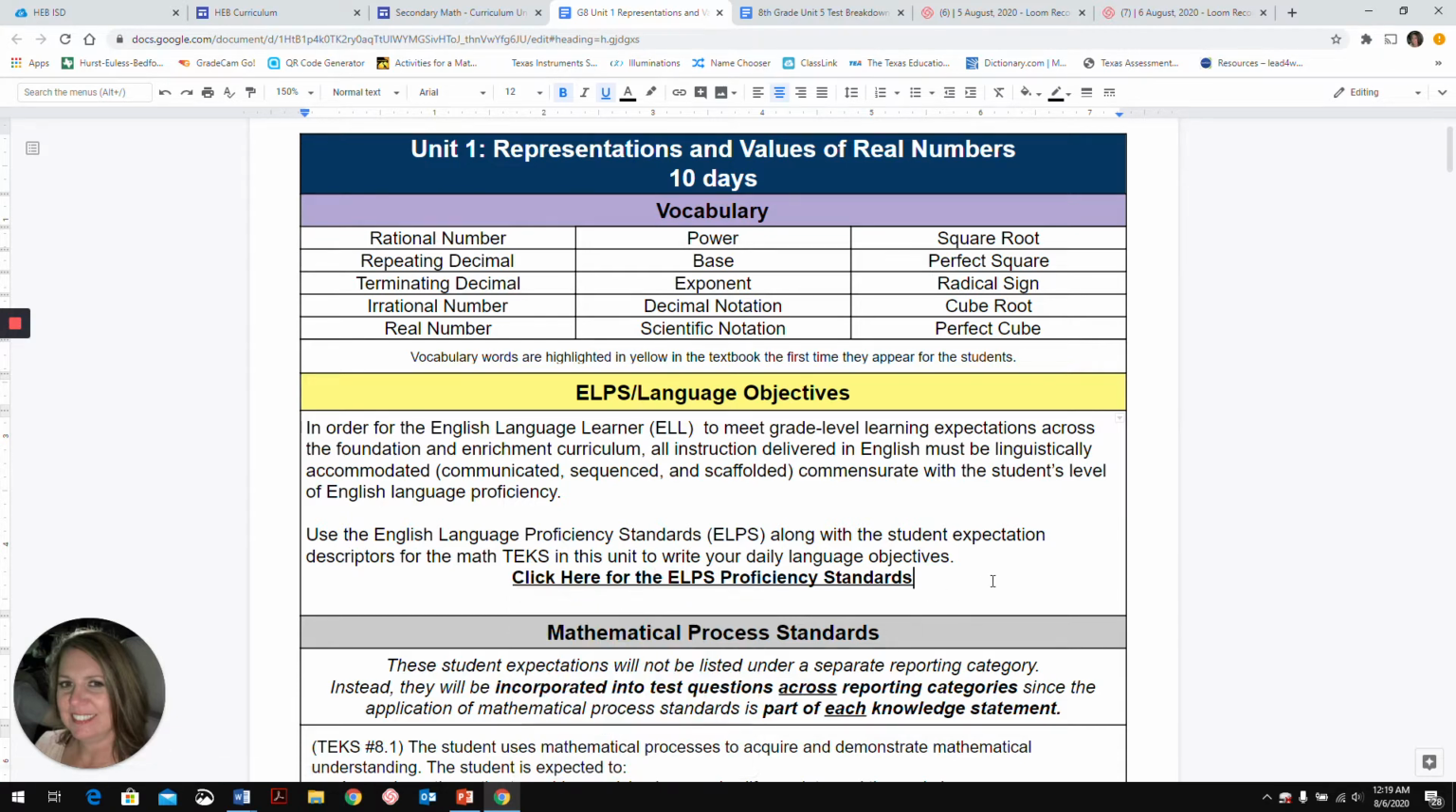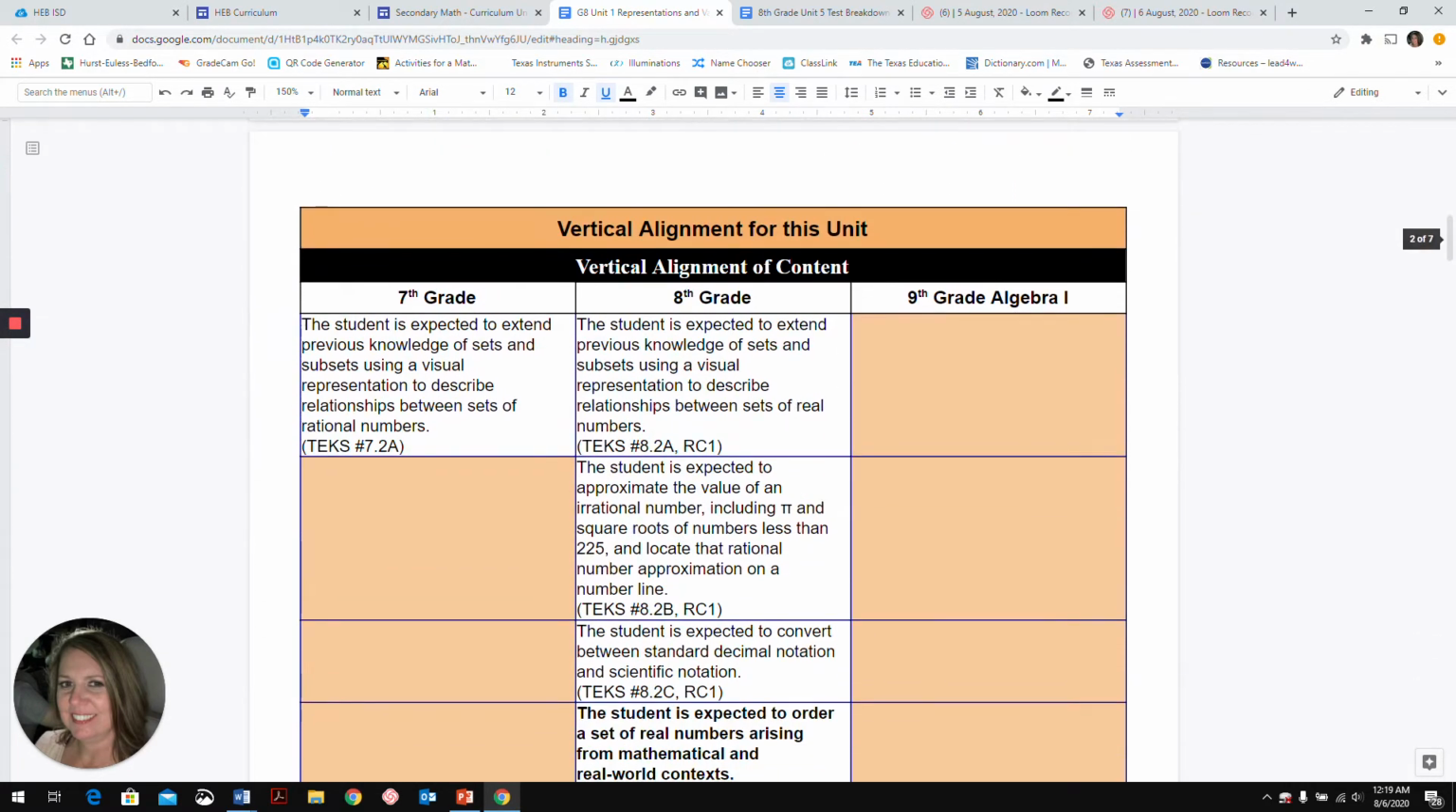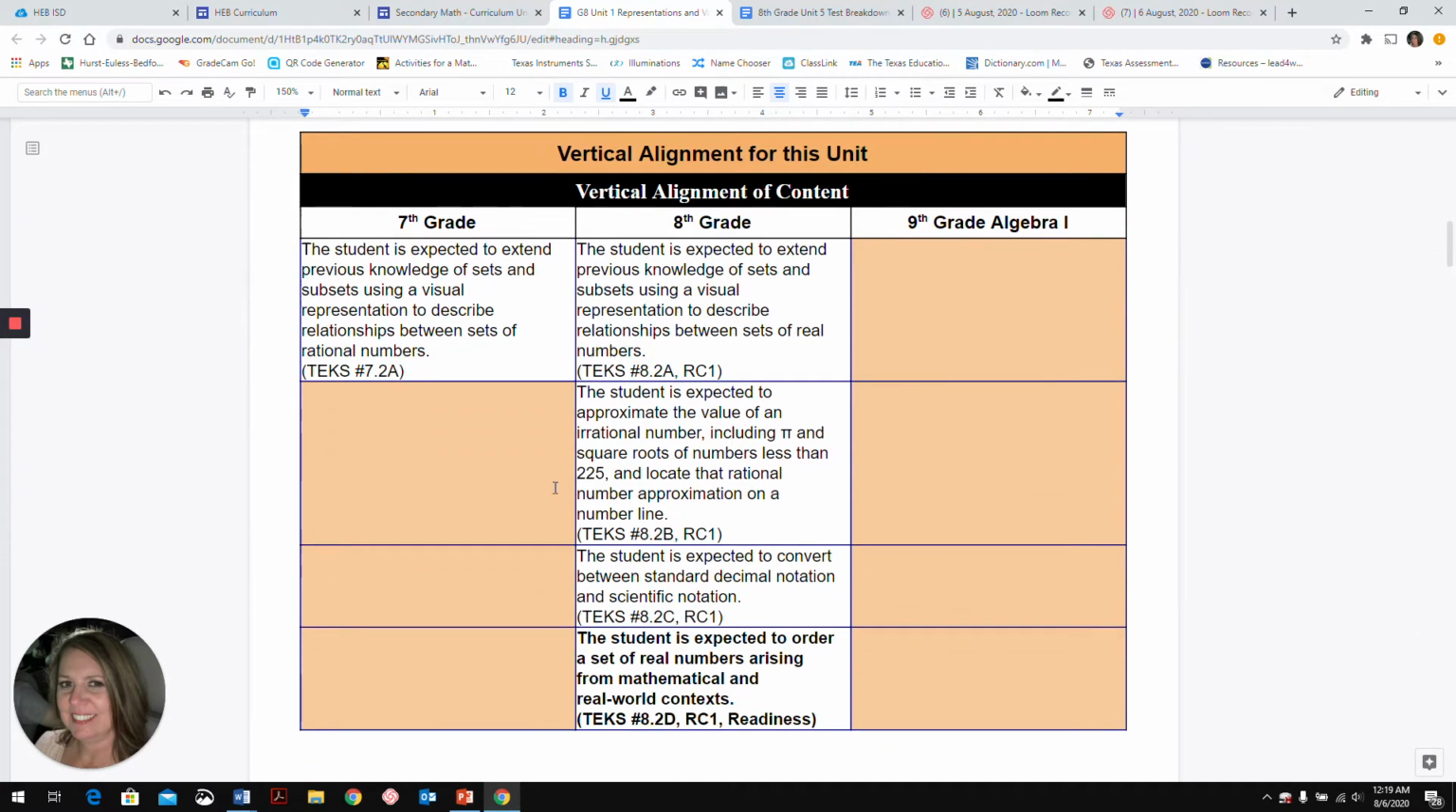So on the first page of every unit, we have those ELPS proficiency standards. We also have the mathematical process standards, which of course are a part of everything that we do in math, so we don't want to forget about those. The vertical alignment page is also very similar to what it has always been. Remember, we are in this center lane. This is what we are tasked with teaching this year.